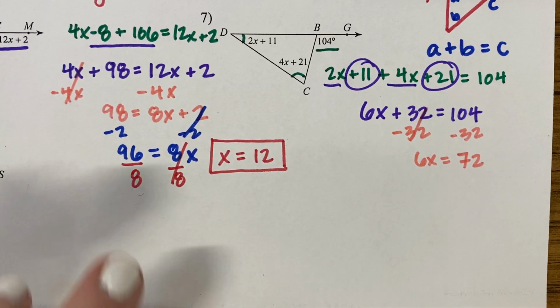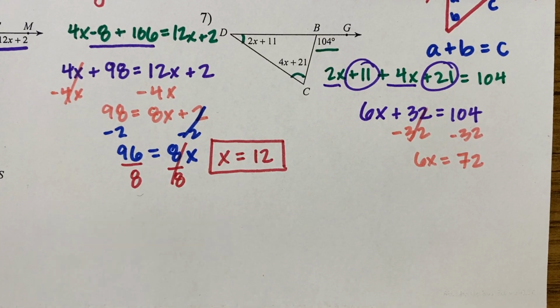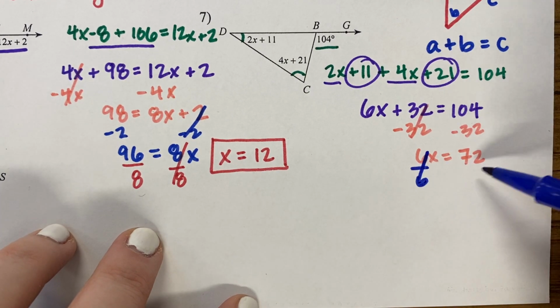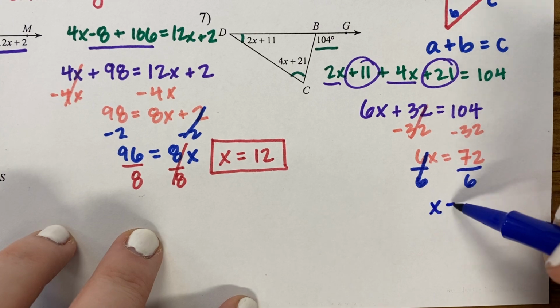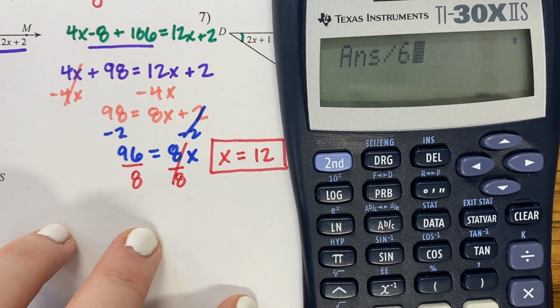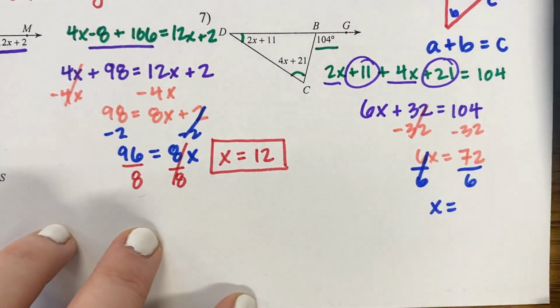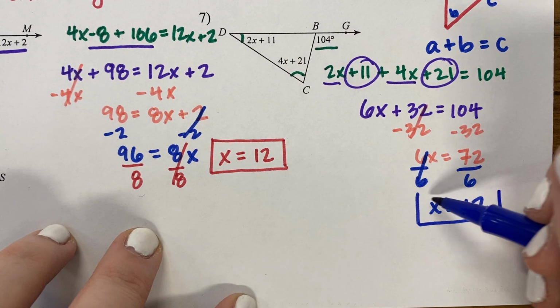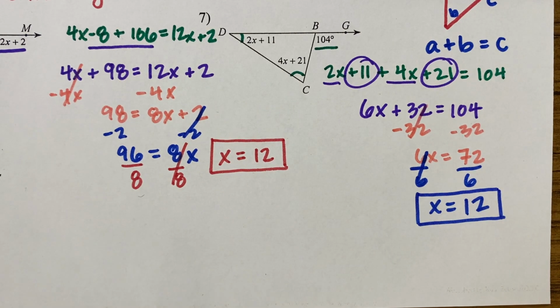Okay, last step, I got to get rid of times by 6. So the opposite of times by 6 is divide by 6. So we have x is equal to 72 divided by 6, which gives me 12. So we know that x is equal to 12. Beautiful.